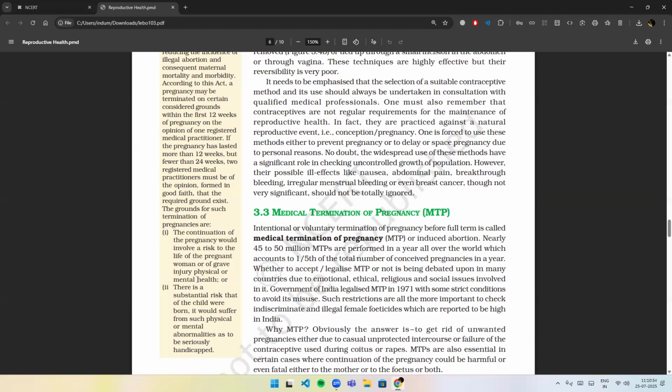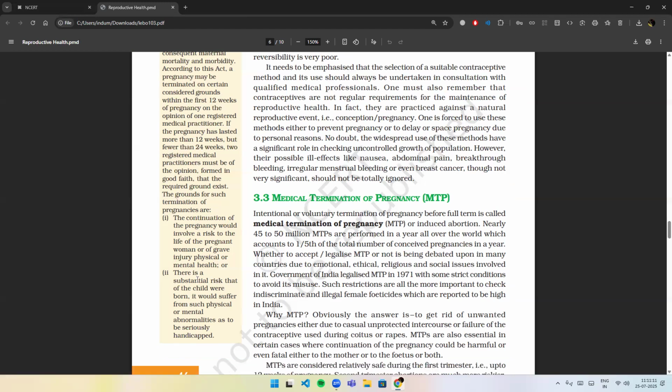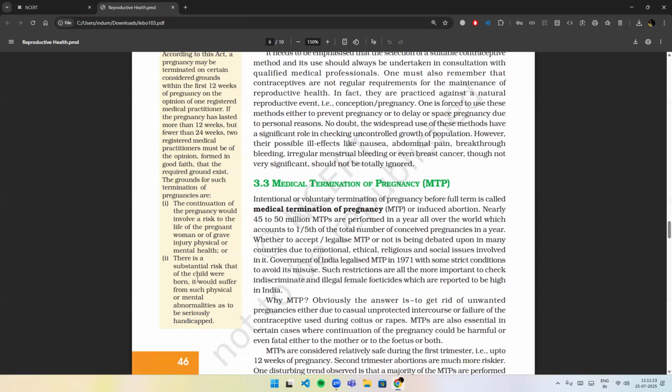The grounds for such termination of pregnancies are: the continuation of pregnancy would involve a risk to the life of the pregnant woman or of grave injury to her physical or mental health, or there is substantial risk that if the child were born, it would suffer from such physical and mental abnormalities as to be seriously handicapped.